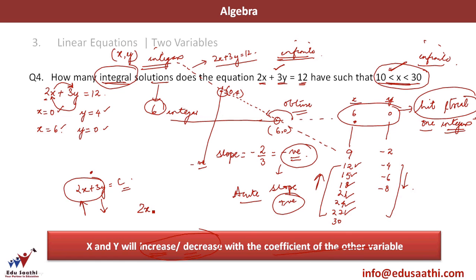In another case, if it would have been 2x minus 3y, that means the difference of two things is coming out to be constant. Difference is constant. That means if one increases, the other would also have to increase to maintain the constant difference.